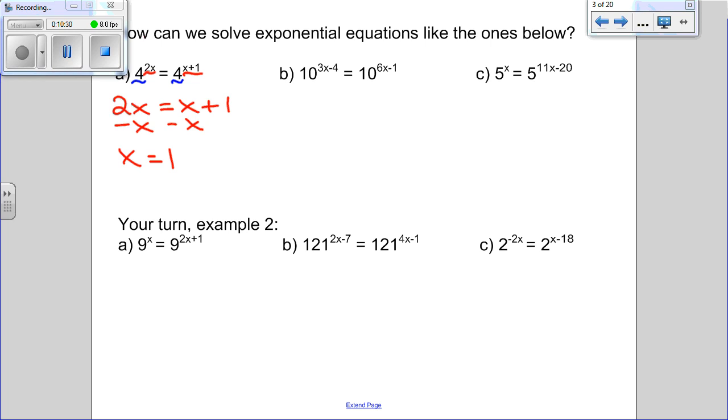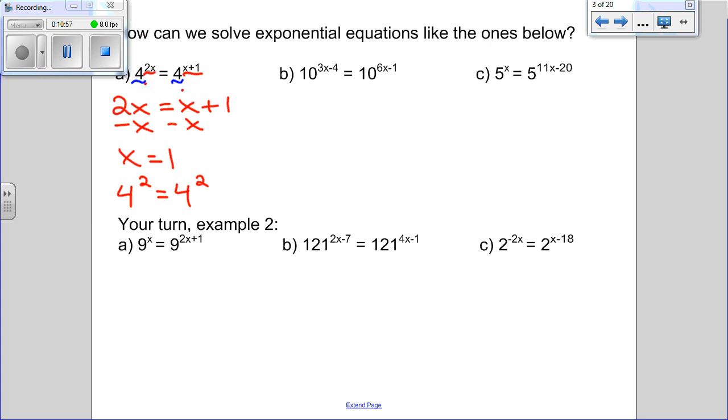If you tested it, it should work out. So if I put 1 into this equation, it would give me 4 to the power of 2 equals 4 to the power of 2. See how that worked out? 16 equals 16? Definitely true. 4 squared equals 4 squared? Definitely true. So when the bases are the same, you can just focus on the exponents.